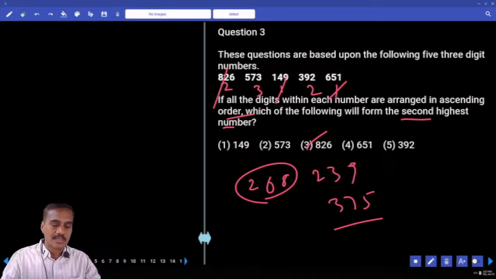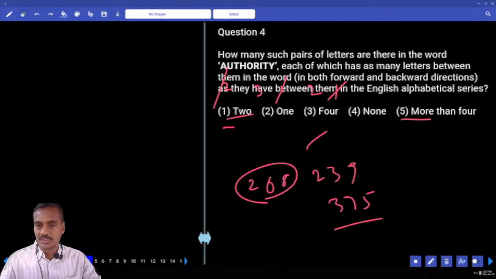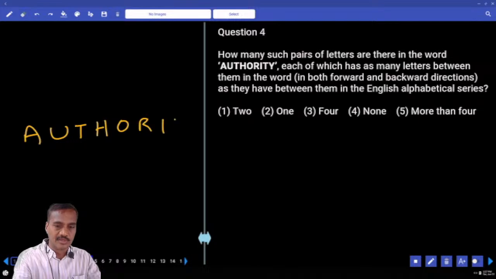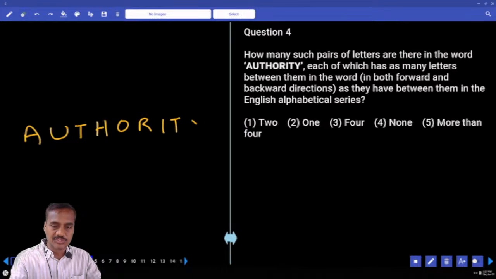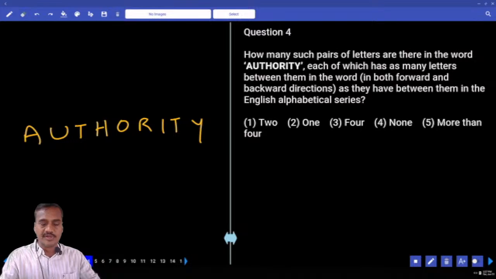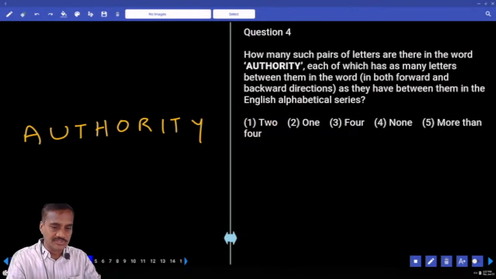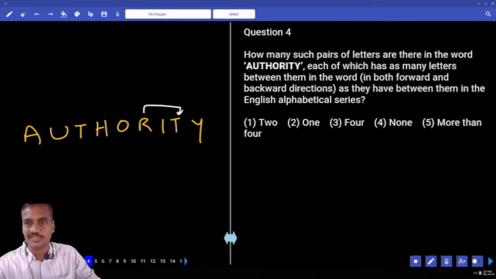Done with this? Then coming to question number 4. Then how many such pairs of letters are there in the word AUTHORITY, authority? Starting with A, B, C, D, E, F, G, H, I. And U, no letter more than this one. T, U, V, W, X, Y, Z. And H, I, J, K, L, M, O, P, Q, R, S. R, S, T, there is a pair. There is R, S, T.